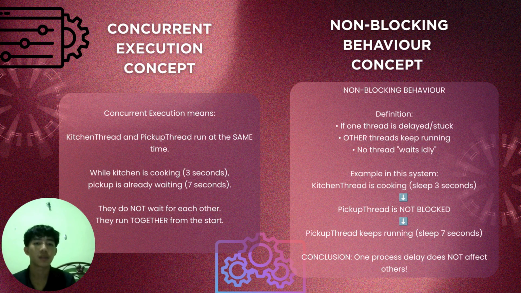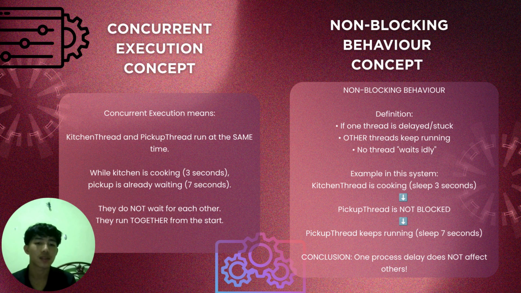Next, let me explain concurrent execution. Concurrent execution means running tasks simultaneously in our system. Kitchen thread and pickup thread run at the same time. This means while the kitchen is cooking, pickup is already running. Pickup does not need to wait for the kitchen to finish cooking first.